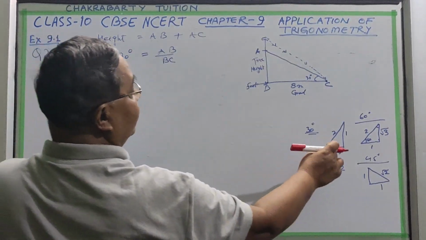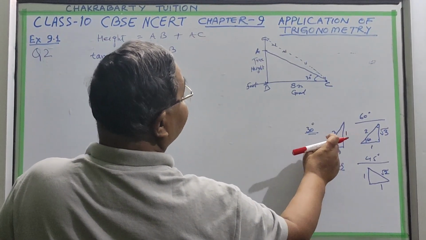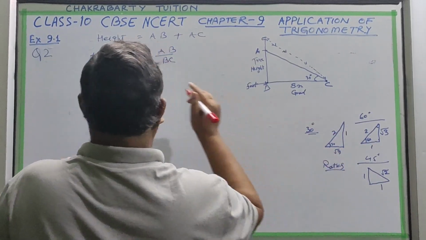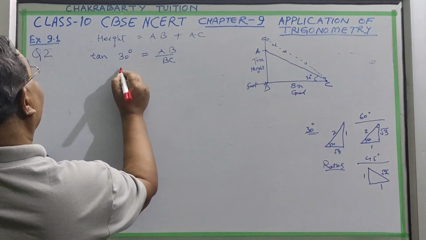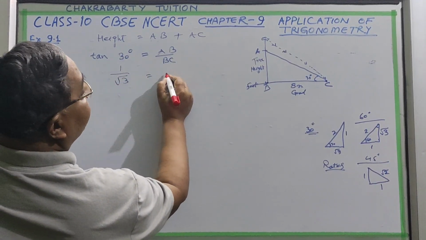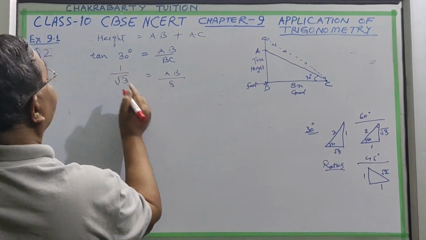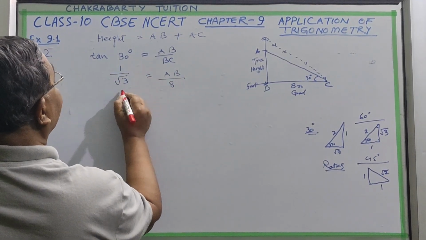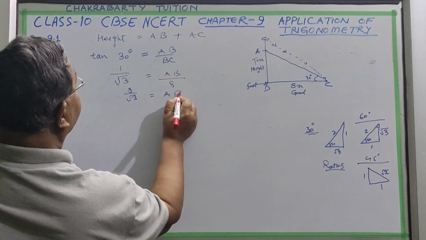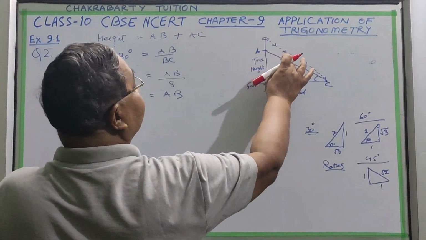So here for tan 30, our relation is 1 : root 3. So 1 by root 3, it will become 1 by under root 3. And on this side, AB will remain as it is, and here 8 will come. Now we will transpose it. So 8 upon under root 3 will be AB. So AB is solved.